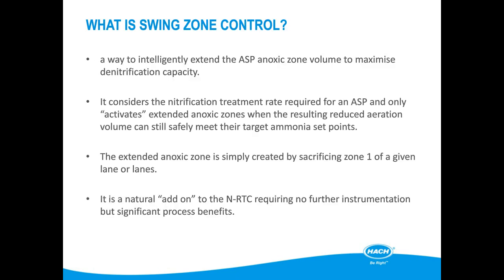Let's start by defining what we mean by swing zone. A swing zone is simply a way of dynamically extending the anoxic zone on an activated sludge plant. It uses the process information from the nitrification RTC to calculate where we can safely sacrifice a small portion of the aeration volume to drive higher denitrification performance. It does this by converting the first zone of a given lane from aerated to unaerated.